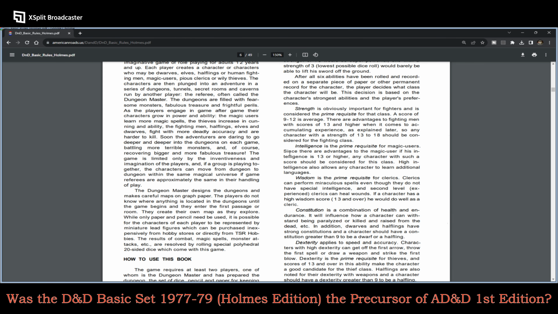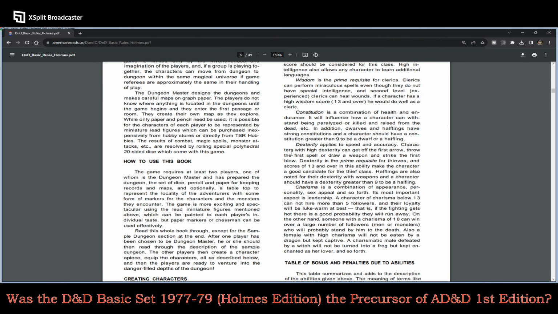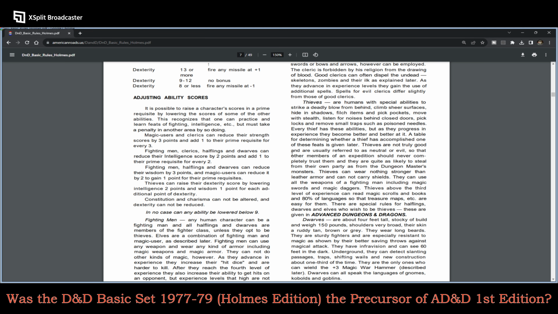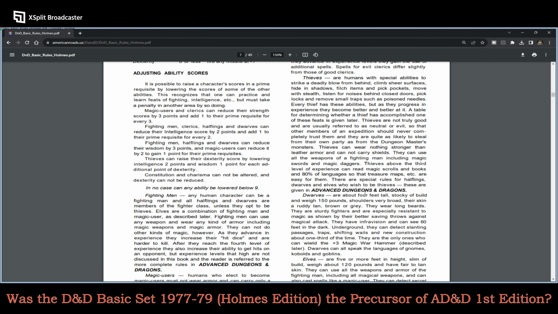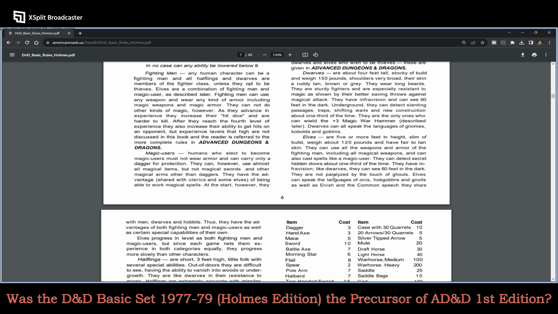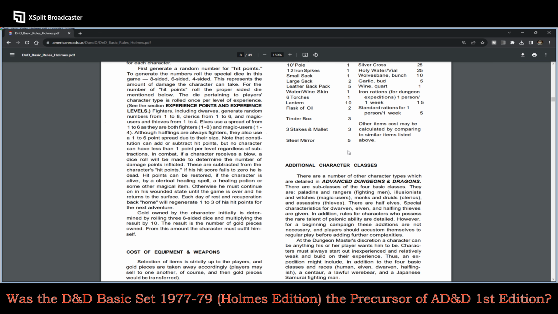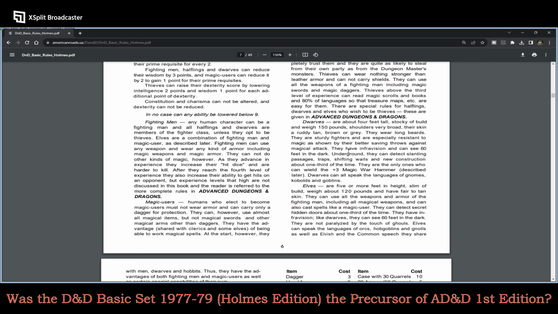So, and there are certainly references. Now this again is the second printing, and they do keep on referring us to take a look at Advanced Dungeons and Dragons. There are special rules for halflings, dwarves, and elves who wish to be thieves. These are given in Advanced Dungeons and Dragons. But they also appear to be at least somewhat hinted at here as well. Here's another reference to Advanced Dungeons and Dragons, but these game mechanics are still very much basic D&D, right?